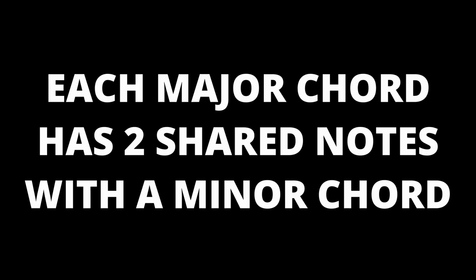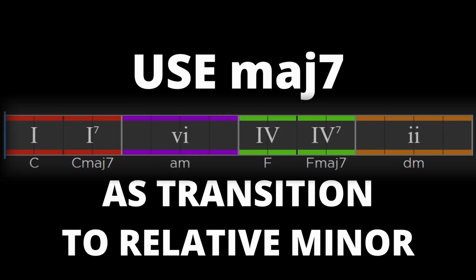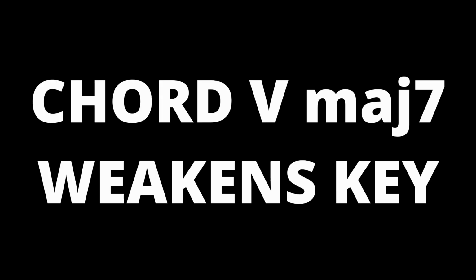Each of the 3 major chords in a major key have a special relationship with one of the 3 minor chords in the key. These are called relative minors. For the 1 chord, its relative minor is 6, and the 4 chord has the relative minor of 2. The major 7th chord can be a useful transition from the major chord to its relative minor. For example, if a major 7th is used for chord 5, the sense of key is weakened.